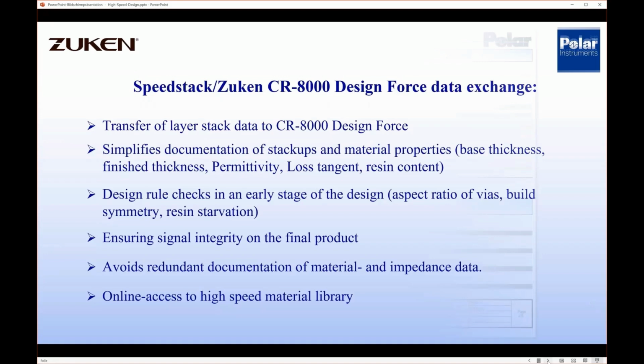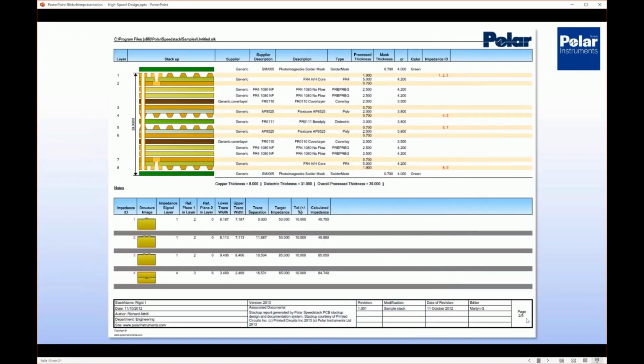This slide shows an example of a Speedstack printout showing the layer stack-up on the top left corner alongside the material specification and the cross-reference to the impedance structures on each layer. The visual appearance of the printout may easily be adjusted to the customer's requirement, so the choice of columns, which information should be printed in the documentation, can easily be configured.